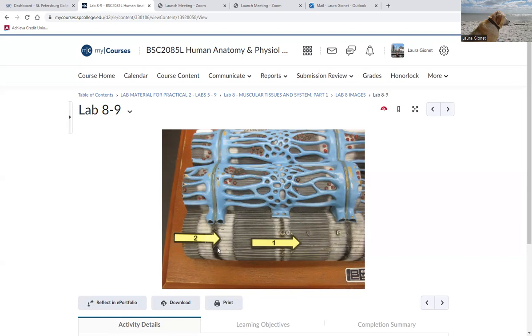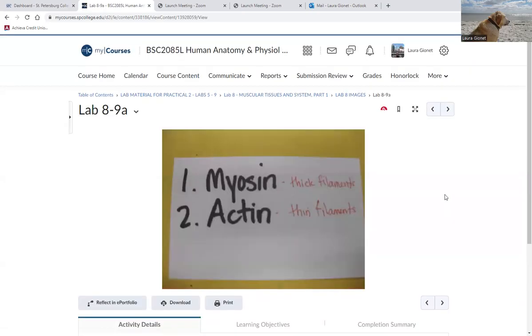But it also lets you see the difference between the skinny fibers and the darker fibers of the myosin and actin, at 1 and 2. So 1 represents the myosin, those are the thick filaments, and actin are the thin filaments, number 2.